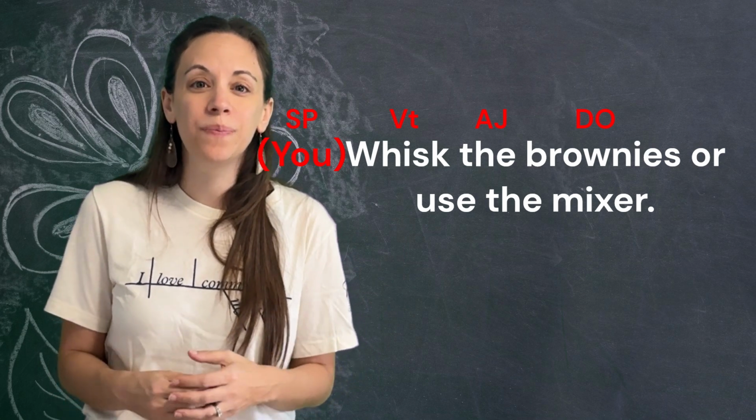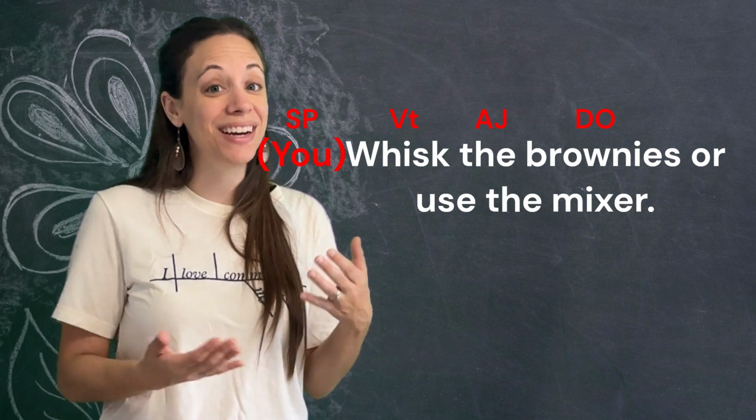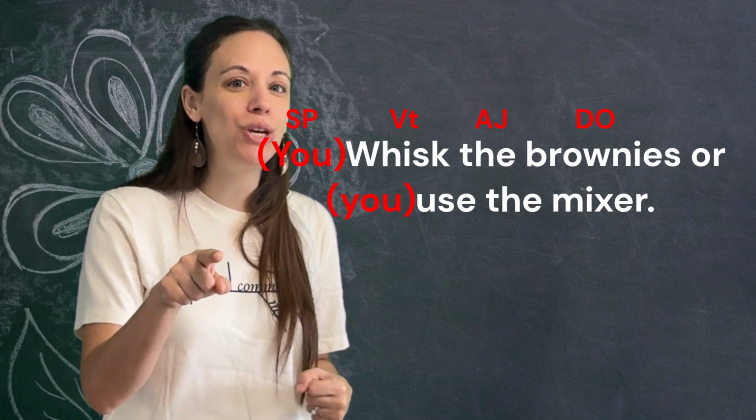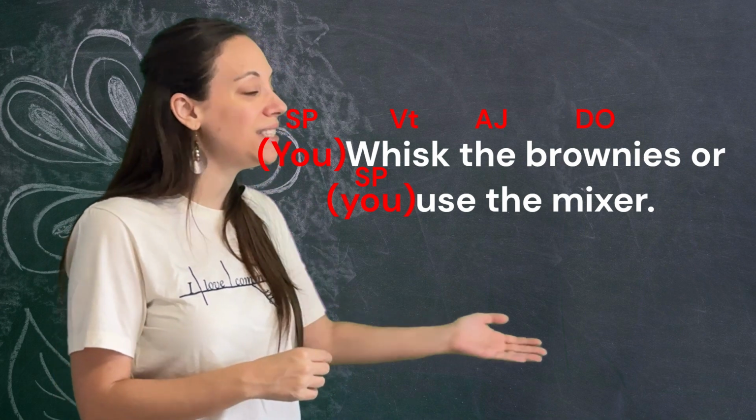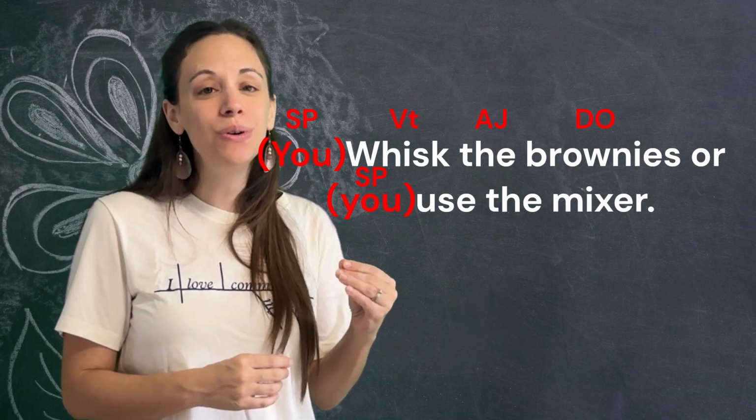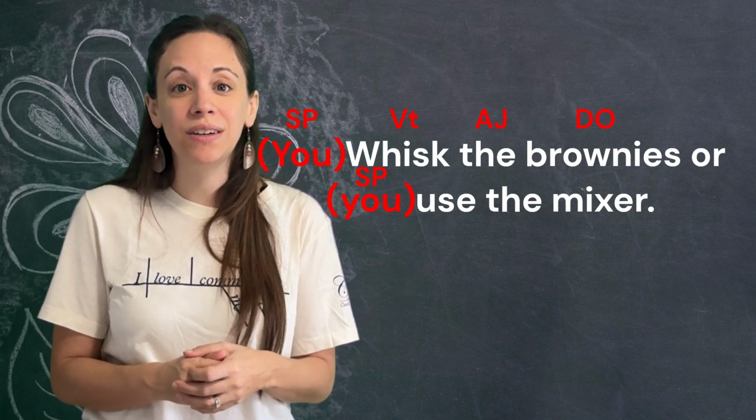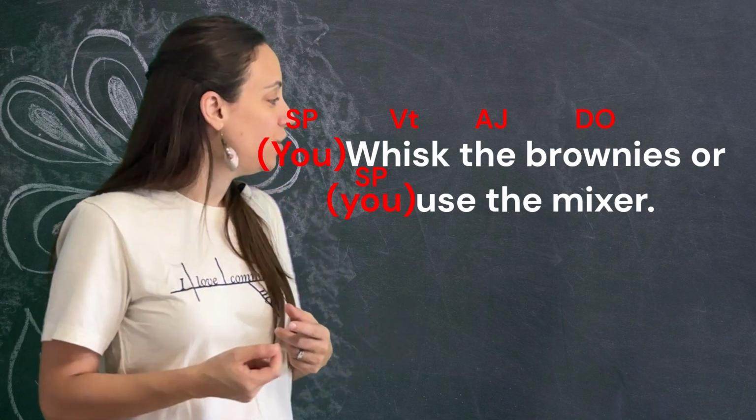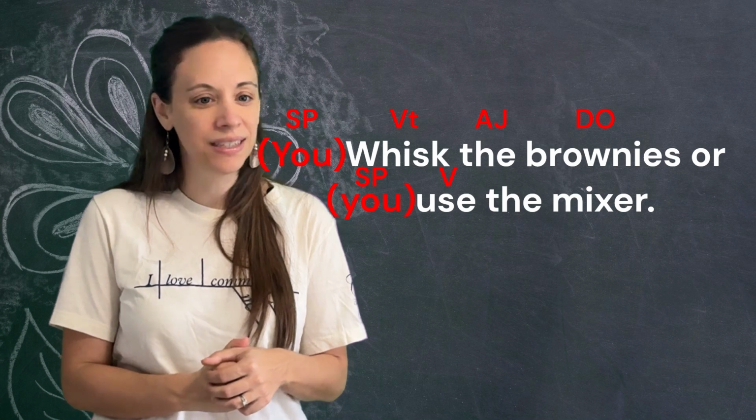Use the mixer. Who or what use the mixer? Who or what is this sentence about? Again, it's a command. Use the mixer. That means you. Implied you is our subject pronoun for this independent clause. You use the mixer. So you is our subject pronoun. Now, what is being said about you? You what? You use. We're going to label use as our verb.